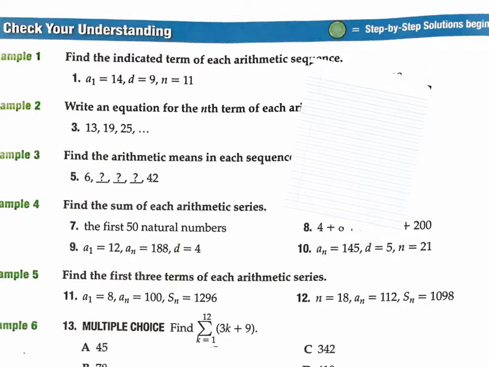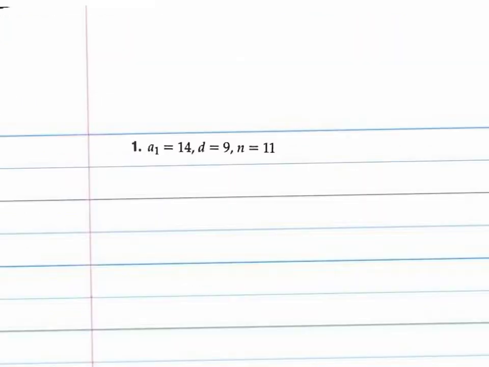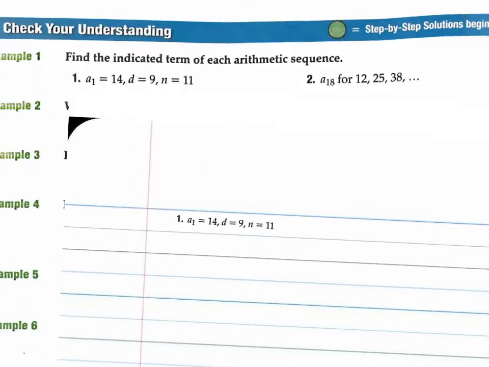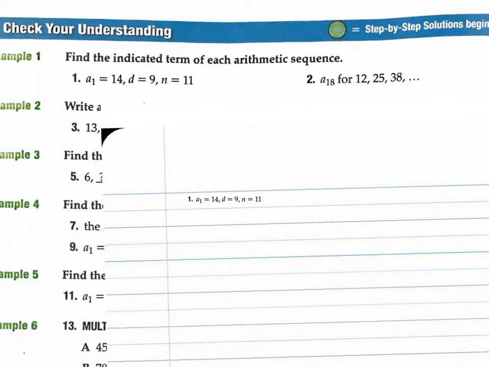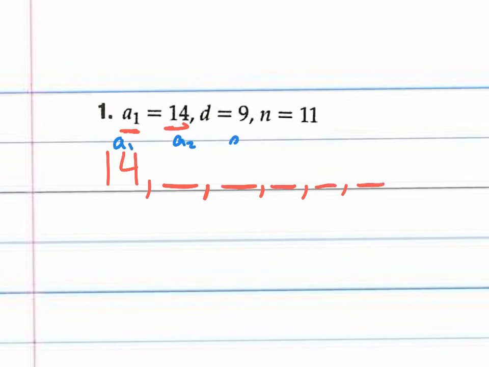So let's go back to our notebook. Let's jot down example 1 in our notebook. I guess it's question number 1, not example 1. So they want us to find the indicated term of each arithmetic sequence. So they want us to find the 11th term, okay? So we know that the first term, a sub 1, is 14. So imagine that. You got a 14, comma, and there's a common difference 9, and they want you to find the 11th term. So the second term, the third term, the fourth term, the fifth term, the sixth term, right? Where this one's a sub 1, this one's a sub 2, this one's a sub 3.